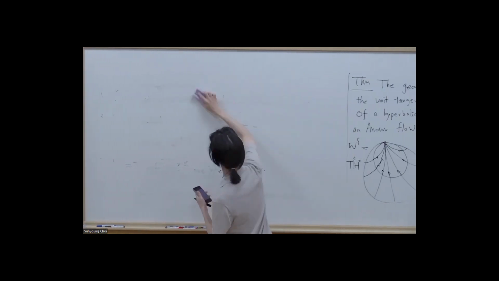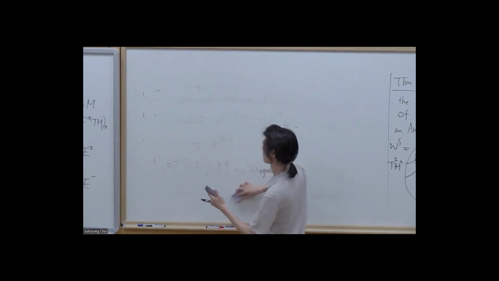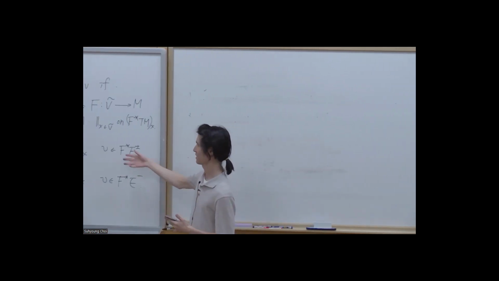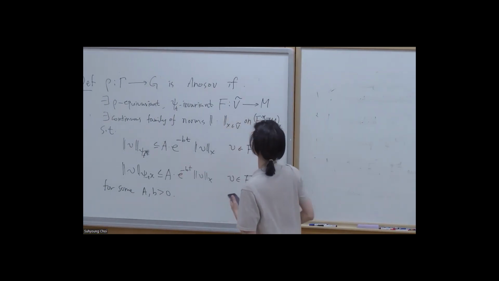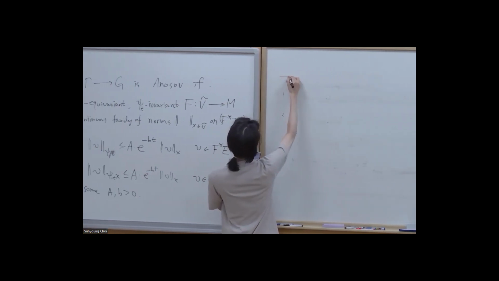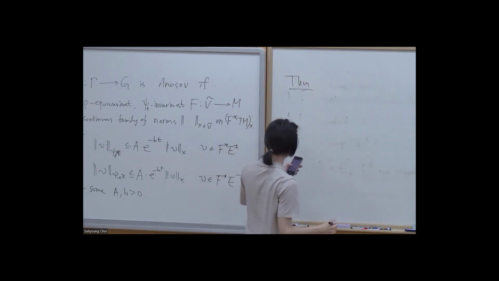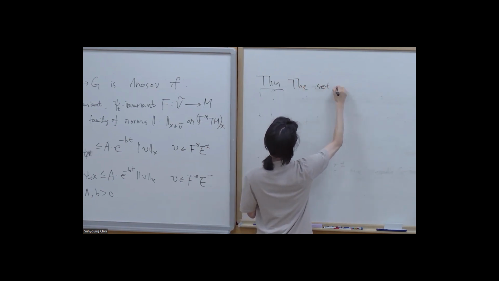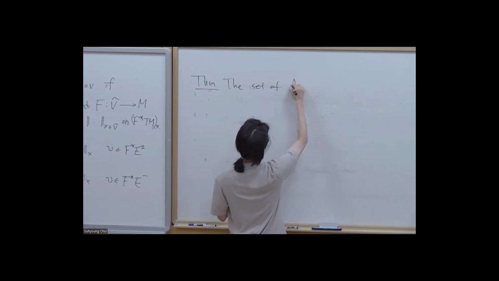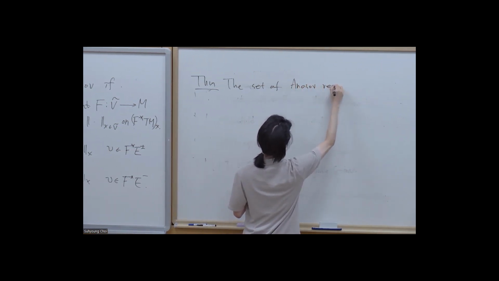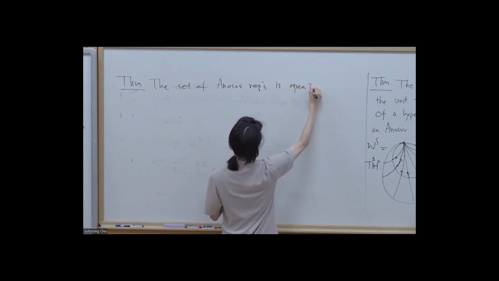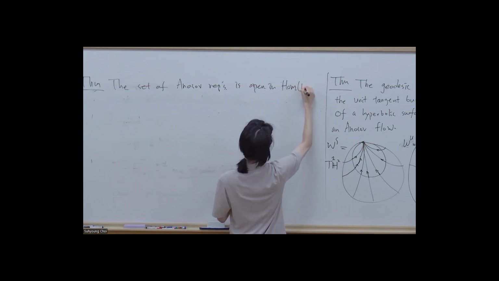So when we define some class of representation, we usually expect that the set of this class of representation forms an open set in the character variety. So that's the case for the Anosov representation. So the first theorem is that the set of all Anosov representations is open in the space of representations.